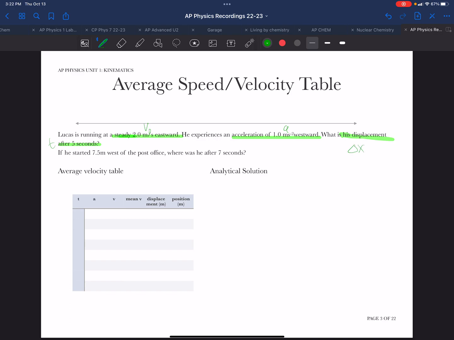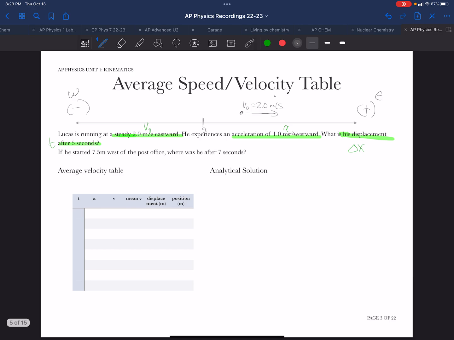So the first thing we're going to do is set up a reference frame. We'll make this our 0 point. Now, it doesn't actually tell us where he is in this scenario, but we can define the positive direction and the negative direction. We're not given an initial position in the first part of the question. He is running at a steady 2 meters per second eastward. We usually make east positive and west negative. So however it is, he's moving in this direction, and his V0 is a positive 2.0 meters per second. Now he experiences a westward acceleration, so the acceleration is in that direction, and that makes it a minus 1.0 meters per second squared.